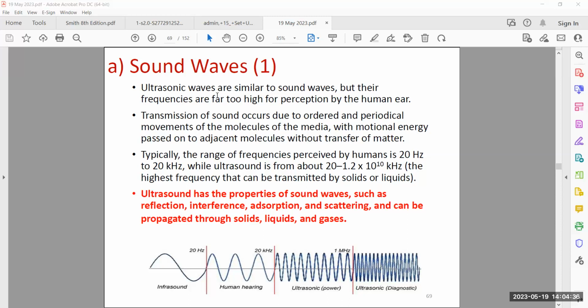Okay, so ultrasonic waves are similar to sound waves, but their frequency is far too high for perception by the human ear. Transmission of sound occurs through the ordered and periodical movement of the molecules in the media, with motional energy passed to adjacent molecules without transfer of matter. So ultrasound has the properties of sound waves such as reflection, interference, absorption, scattering, and can be propagated through solid, liquid, and gases.